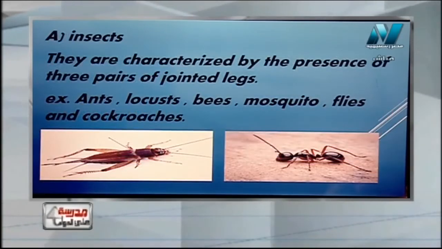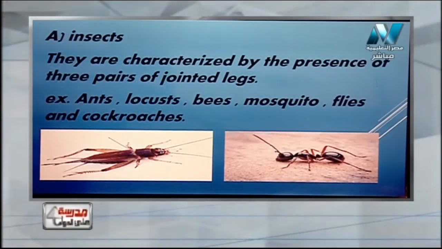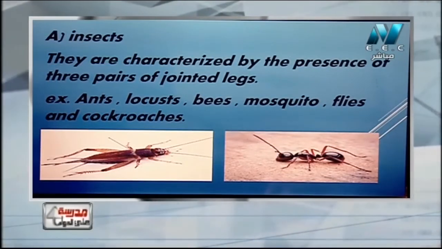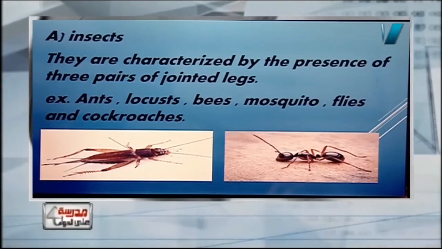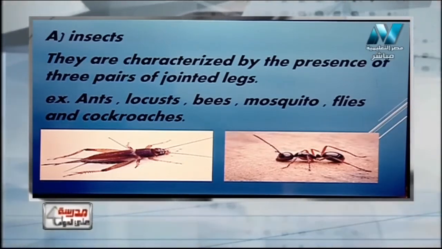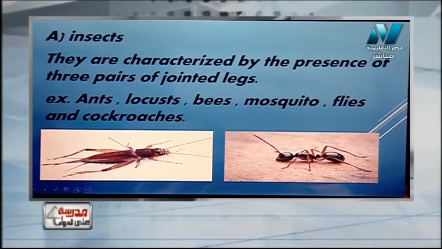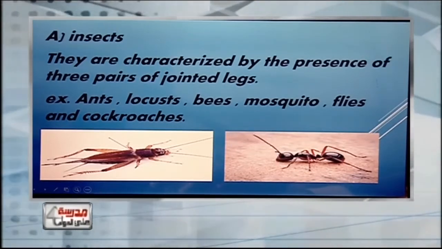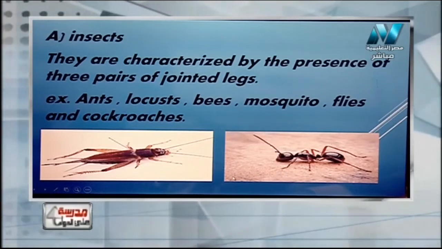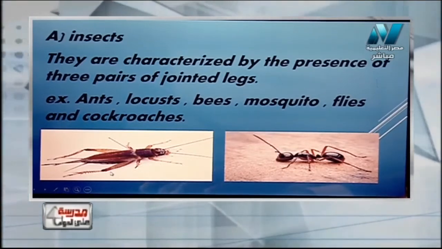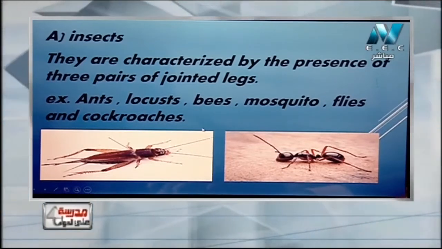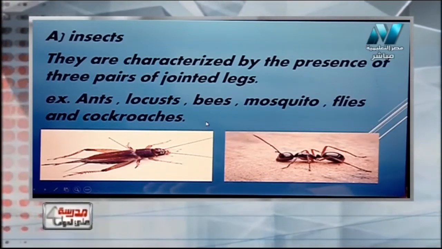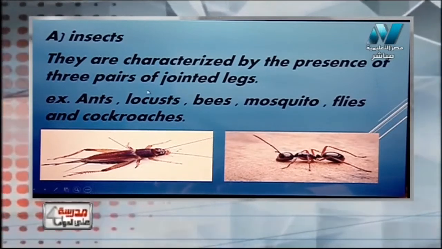Number A, insects, and insects are characterized by presence of 3 pairs of jointed legs, as ants, locusts, bees, mosquito, flies, and cockroaches. If you want now to count the legs, 1, 2, 3, 4, 5, 6, and the cockroach, 1, 2, 3, 4, 5, 6. Give reason: the cockroach is from insects because it has 3 pairs of jointed legs.